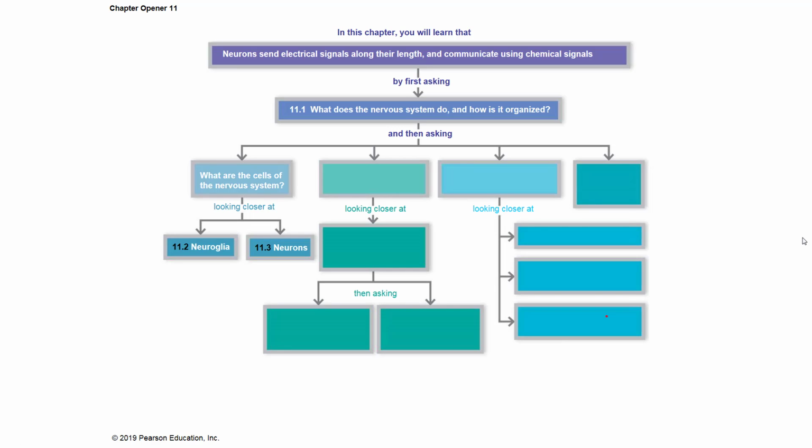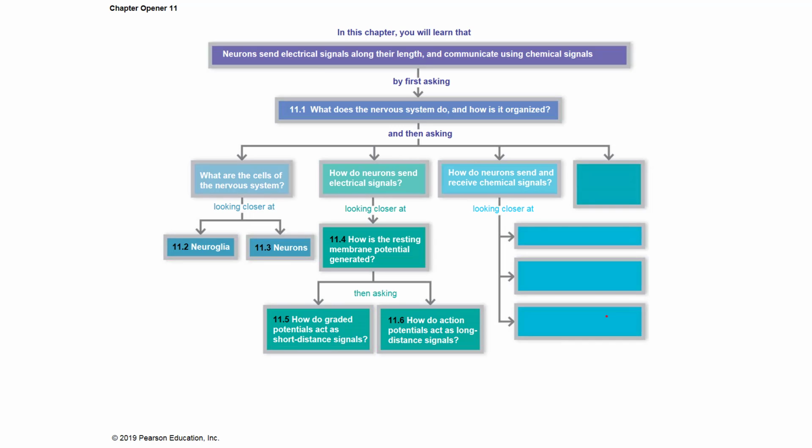So we look at the neuroglial cells and the neurons, and we move on and ask, how do neurons send electrical signals? And we take a closer look at the resting membrane potential. And by doing that, we ask, how do graded potentials act as short distance signals, and how do action potentials act as long distance signals? Then we get into how neurons send and receive chemical signals. And so we take a look at the synapse, the postsynaptic potential, the neurotransmitters and the receptors, and finally we sum it all up by asking, how do neurons work together?